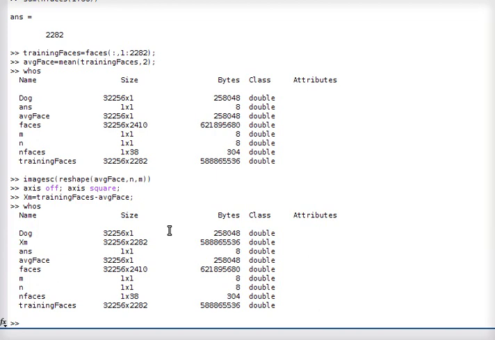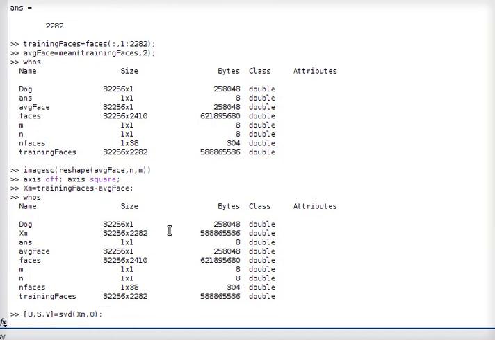Let's go ahead and take the SVD now. USV equals SVD XM. And we'll take 0 there. And now this is going to take a moment or two because these are kind of big.